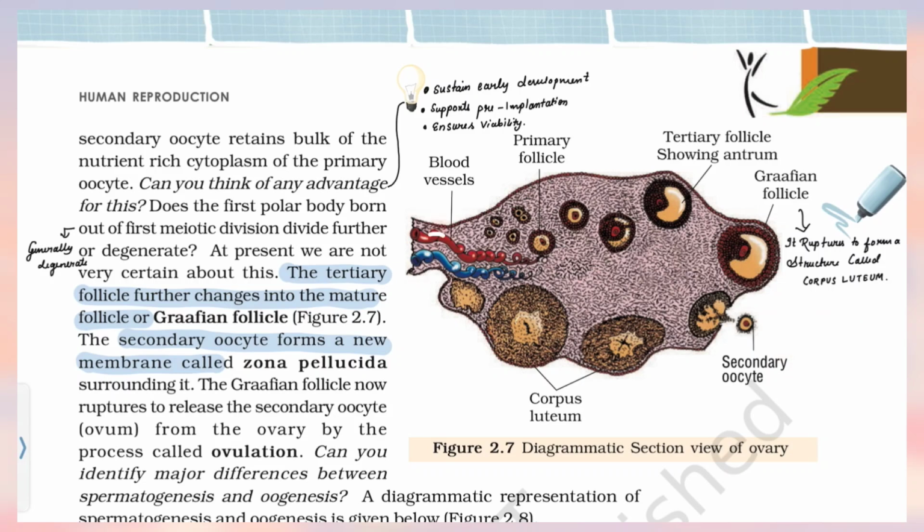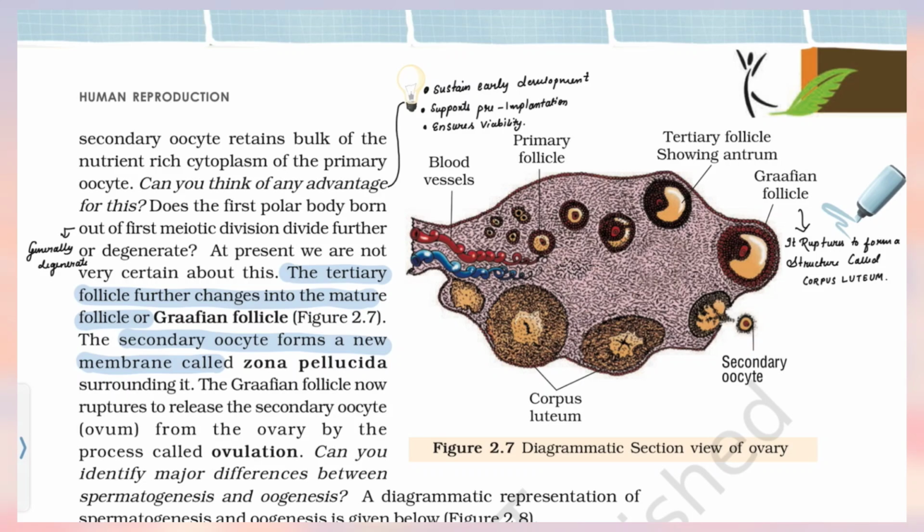These structures are blood vessels which supply oxygen, nutrients, and hormones to the ovarian tissues. These small developing structures are primary follicles. Each primary follicle contains a primary oocyte surrounded by follicular cells. As the follicle grows, it develops into a tertiary follicle. At this stage, the follicle increases in size and complexity. This fully mature follicle is the Graafian follicle. It contains a mature secondary oocyte.